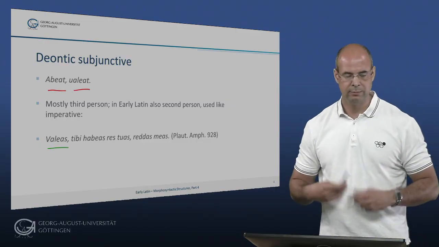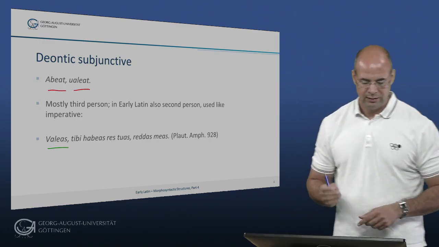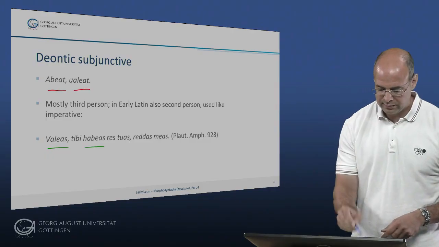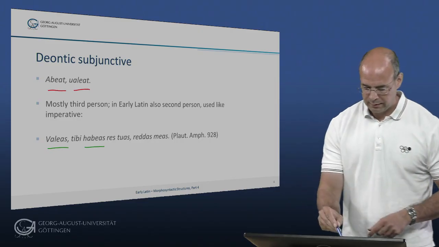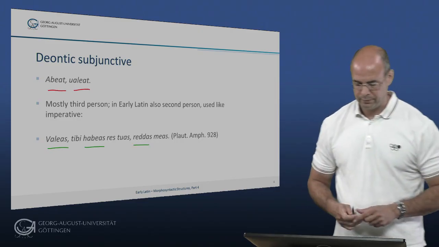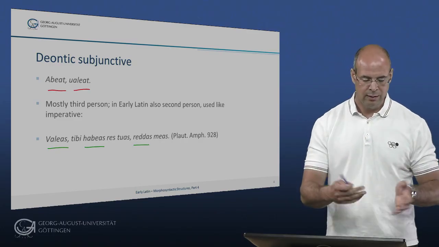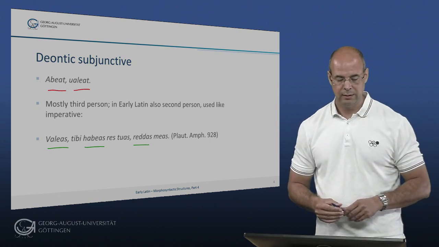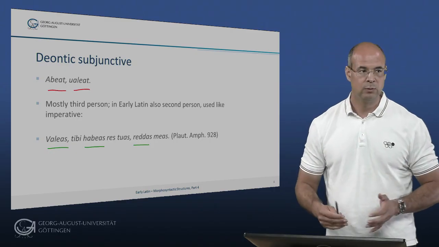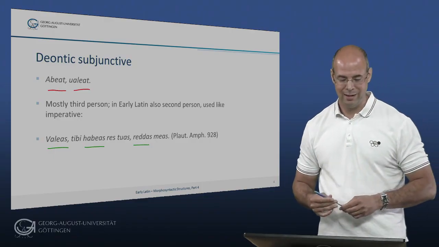Valeas, may you be well, may you be happy. Well, in this case, may you be well. Tibi habeas res tuas, have your things for yourself. Redas meas, and return mine to me. So valeas could perhaps be interpreted as a wish, but the other things are very clearly commands. We are dealing here with the ancient divorce formula. Take your stuff and return mine.